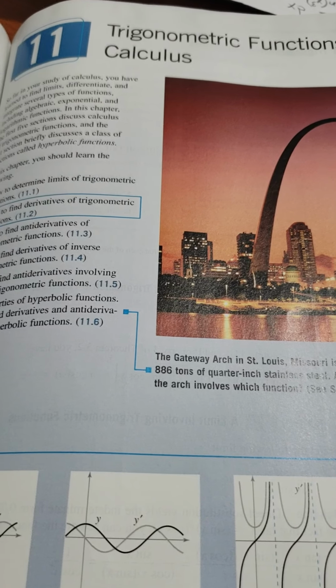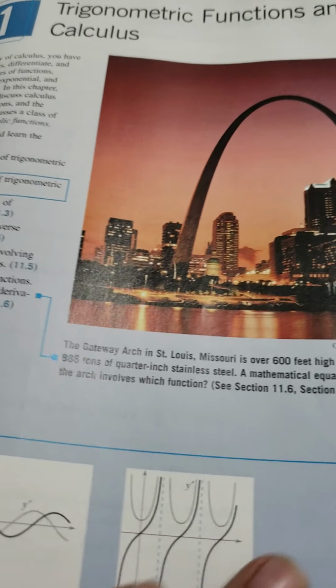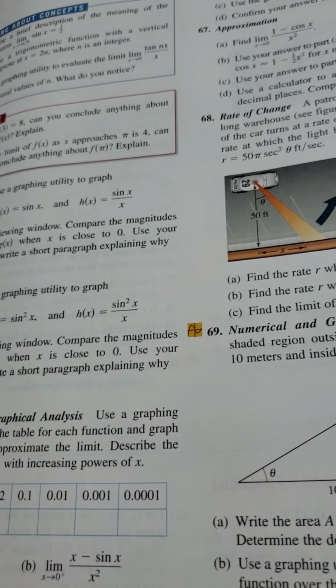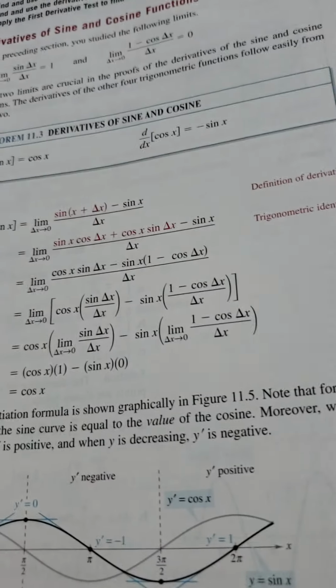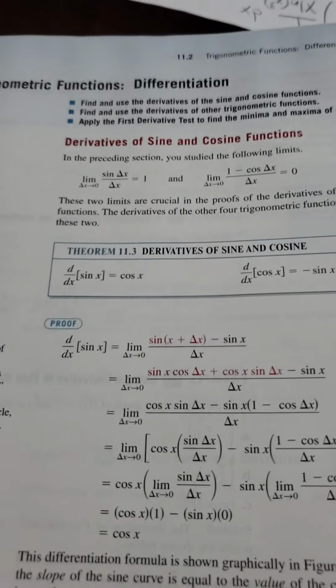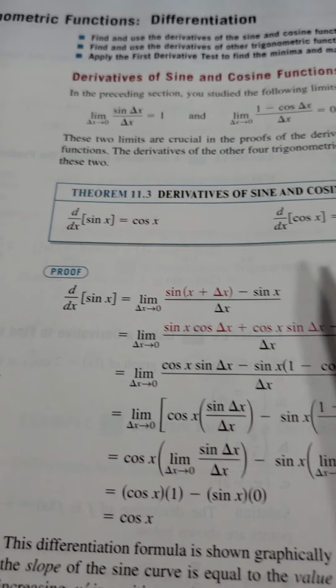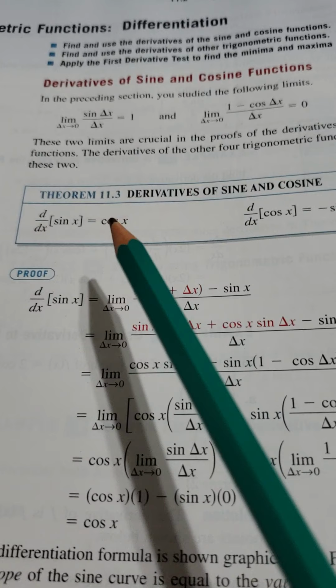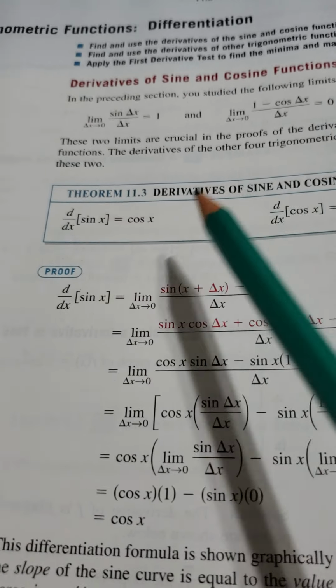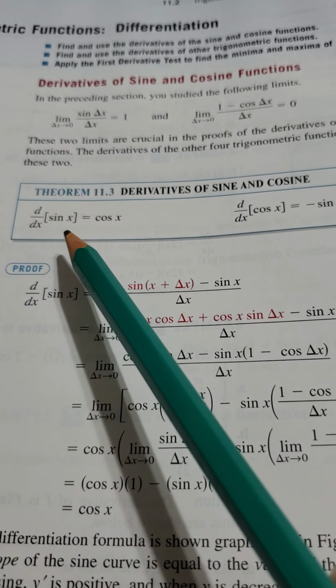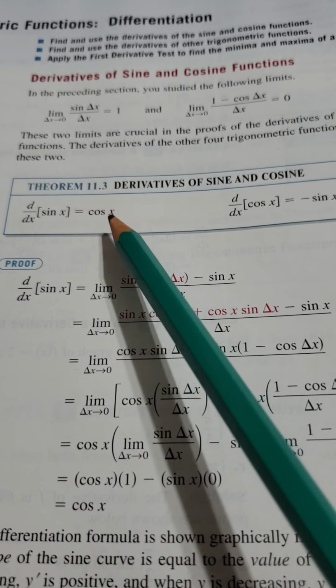Now let's start with chapter 11, trigonometric functions and calculus. Remember, we already studied limits of trigonometric functions in the previous part. Now in 11.2, trigonometric functions and differentiation, we basically need to know the theorems that relate to them. The derivative of sine of x is cosine of x.